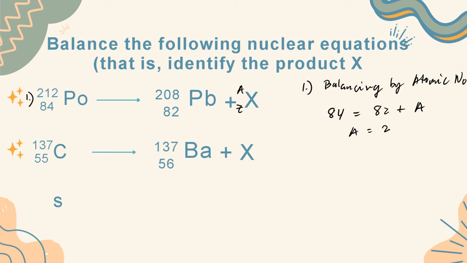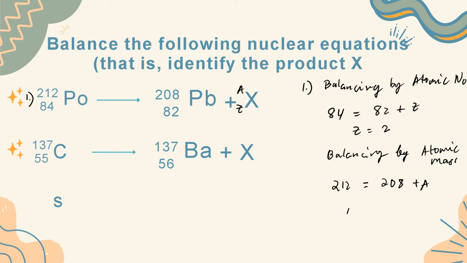And then, another one sa ating balancing by atomic mass, I should say. So, that is 212 equal to 208 plus Z, A. So, this is A pala. Itong Z natin. Sorry for that. So, ang A natin, that is equal to 4. So, ang symbol natin becomes X to 4.